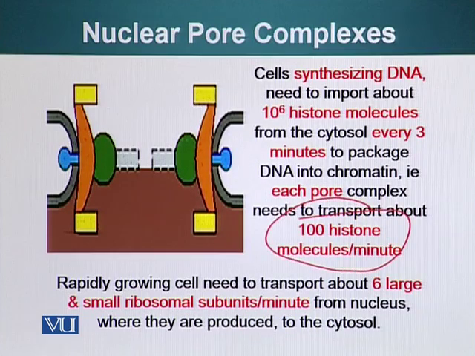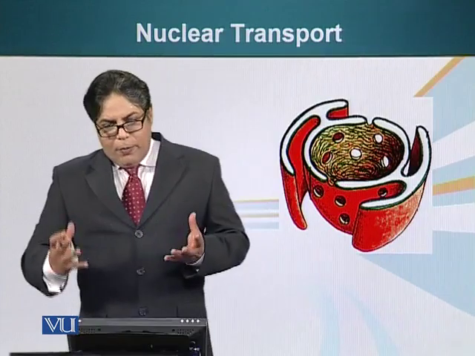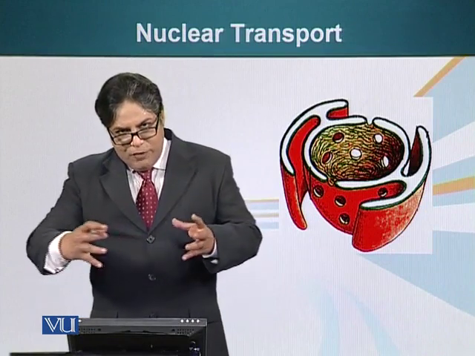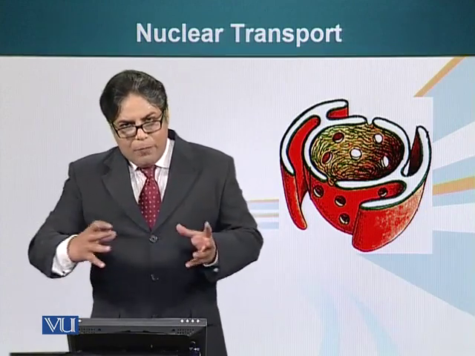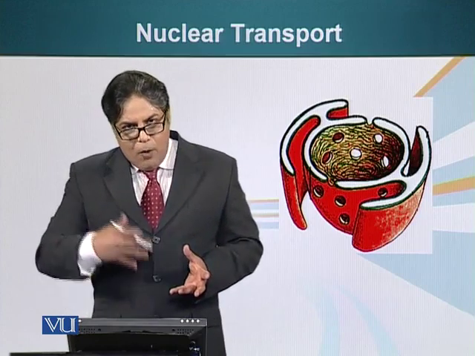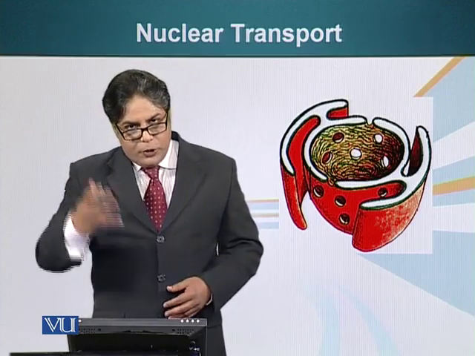and also rapidly growing cells need to transport about 6 large and small ribosomal subunits per minute from the nucleus, where they are produced, and then they have to be exported to cytosol where they are needed. So basically, again, there is flexibility, and the number of pore complexes can change depending upon cellular activity. So we have talked about the structure of nuclear pore, and the properties of nuclear pore, and now we are going to see how transport occurs through these nuclear pores.